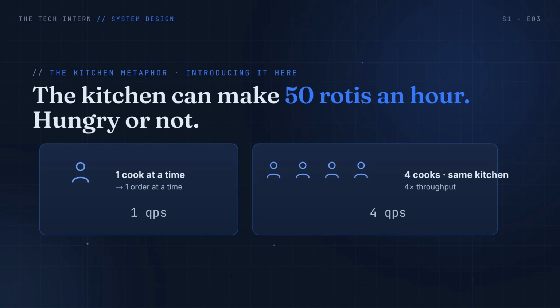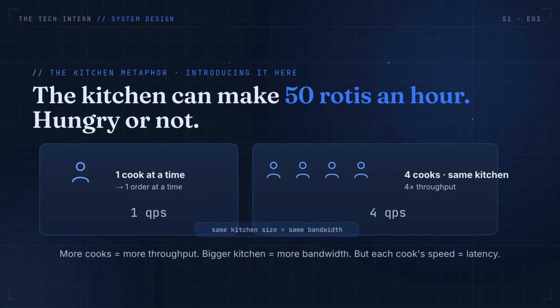Throughput just quadrupled. But the kitchen itself, the physical space, the number of burners, the gas supply, that's bandwidth. Each cook's speed is latency. The number of cooks is throughput. The kitchen size is bandwidth.